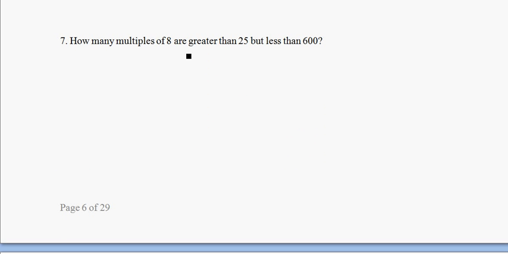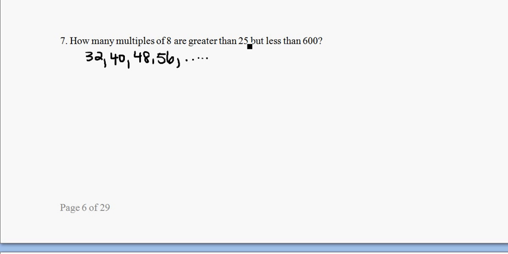How many multiples of 8 are there greater than 25 but less than 600? Well, what's a multiple of 8? Well, 8 and then 16 and then 24 and then 32 and such and such. So therefore, the smallest multiple of 8 greater than 25 would be 32. The next multiple would be 40. 8 times 6 would be 48. 8 times 7 would be 56.